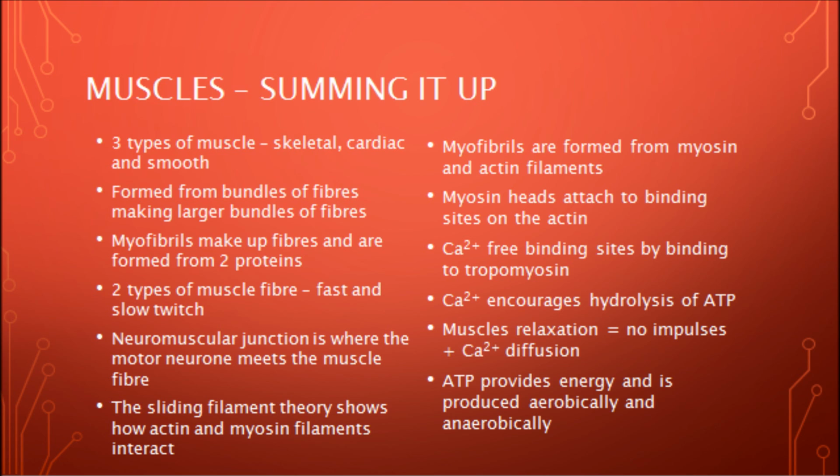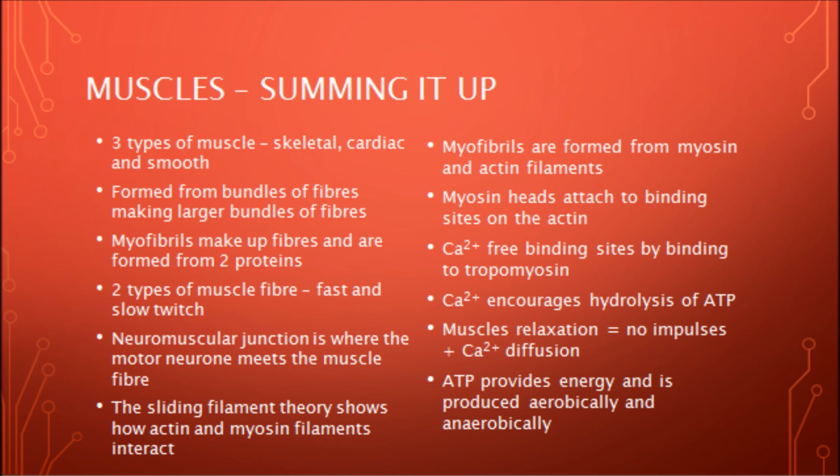The neuromuscular junction is the spot where the neuron meets the muscle fiber. Many of these are found along the length of one myofibril. The sliding filament theory is recognized as how the actin and myosin interact with each other. The myosin head attaches to the binding sites on the actin after the release of calcium ions, which free the binding sites by binding to the tropomyosin wrapped around the actin.